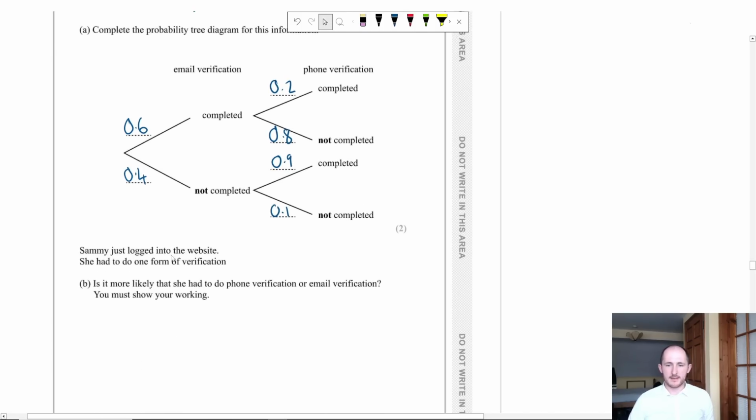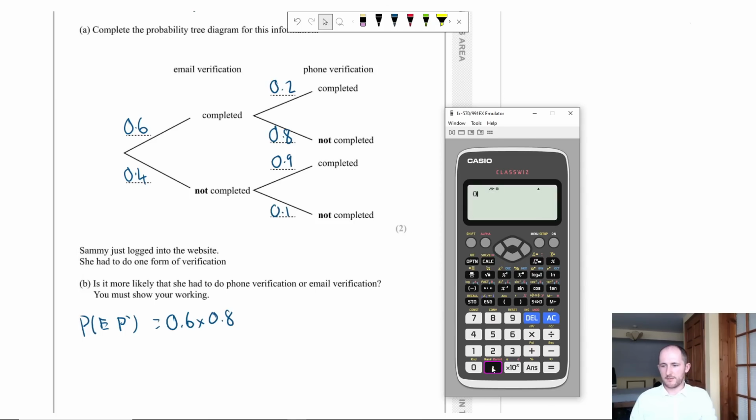Sammy just logged onto the website and she only had to do one form of verification. Is it more likely she had to do the phone verification or the email verification? Show how you get to the answer. Well, if she only did the email verification, that would be she did the email and then didn't do the phone verification. So what's the probability of that? Well, that's 0.6 for the email verification, and then she didn't do the phone verification, so times by 0.8. That would be the first method.